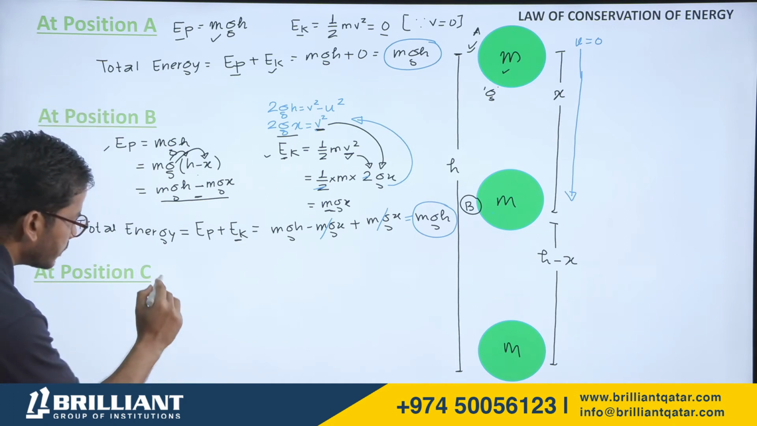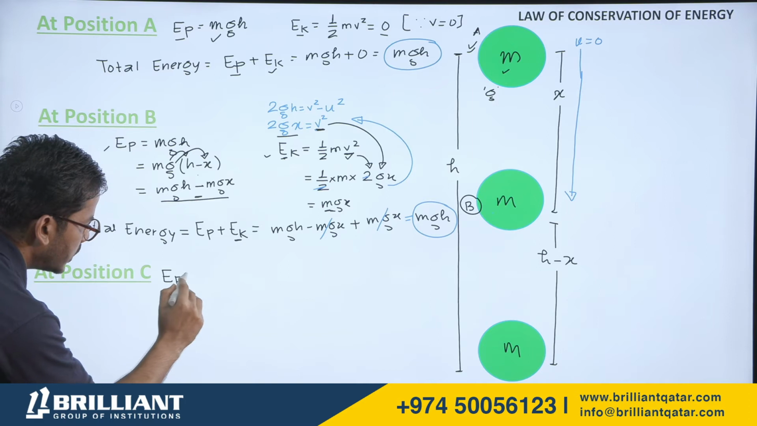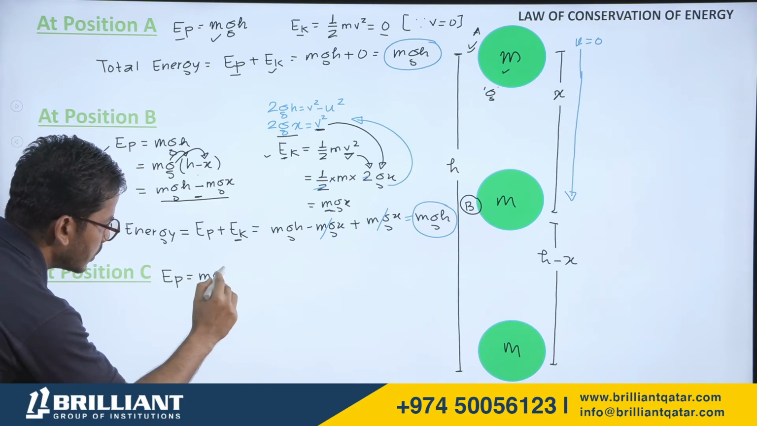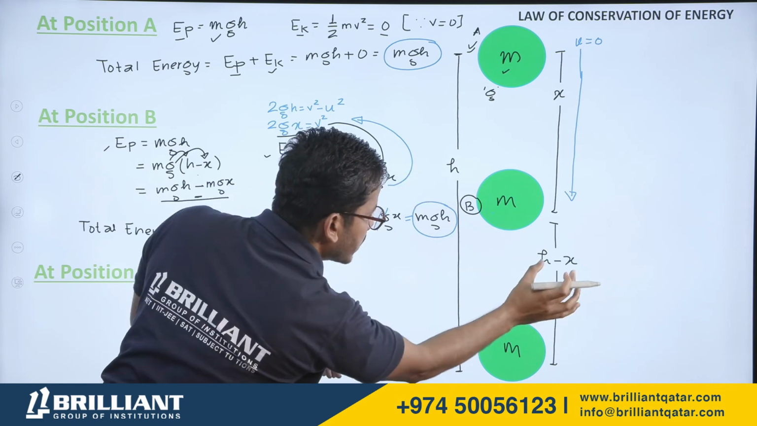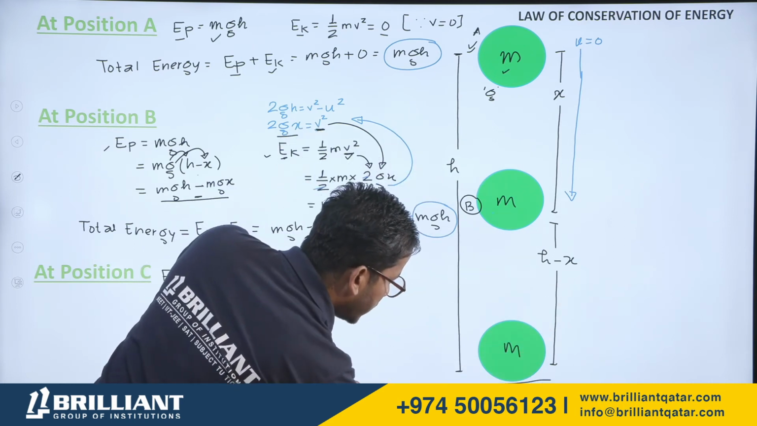Okay, you do the same thing. You find out the potential energy, you will tell me mgh. So what is the height in this particular position? In this particular position, height was h minus x. In this particular position, height is 0.